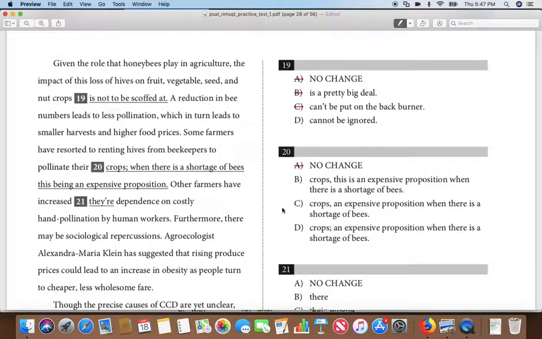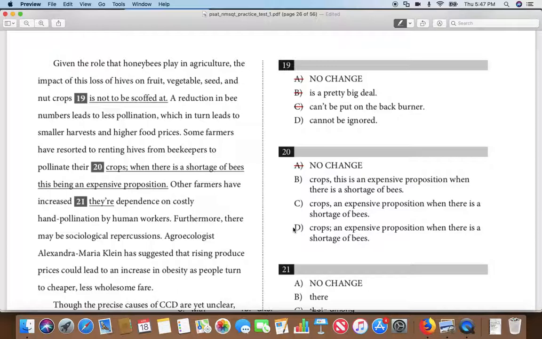Can you hear me, Caroline? Yeah, sorry. Okay. Wait, do you want me to put it in? I just want to hear you read it. Yeah, so all we have to do is read the second half. Okay. So just read the second half of D, starting with an expensive proposition. Okay. An expensive proposition when there is a shortage of bees. All right, is that a complete standalone thought, Caroline? No, it's not, right?